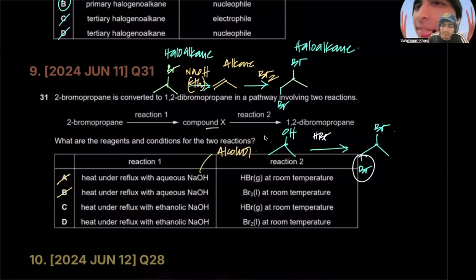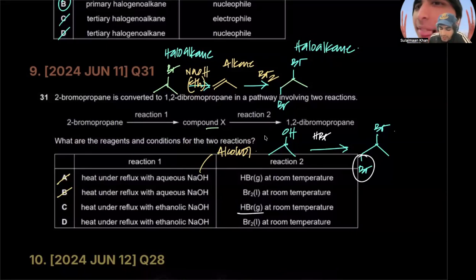Can you explain reaction 2? Alkene double bond. The double bond breaks, a Br comes here and the other Br goes there. That's how 1,2-dibromopropane forms. Alkene reaction, electrophilic addition reaction. Alkene to haloalkane.